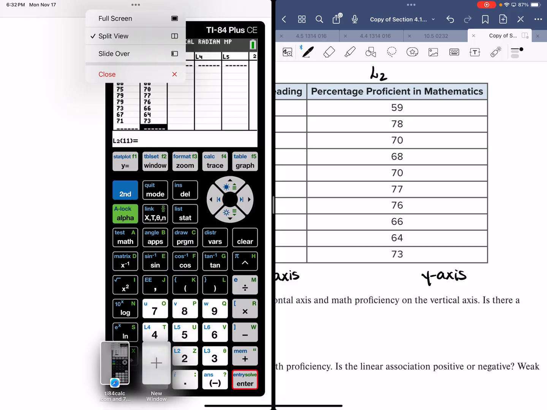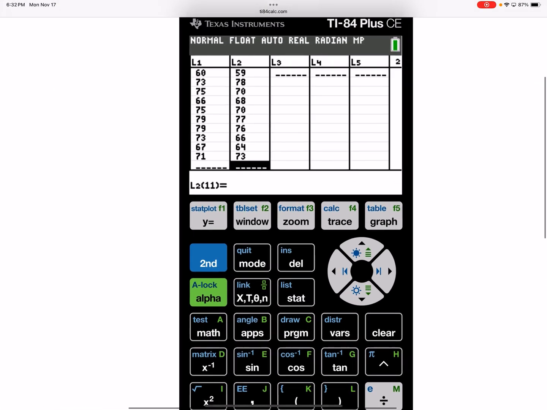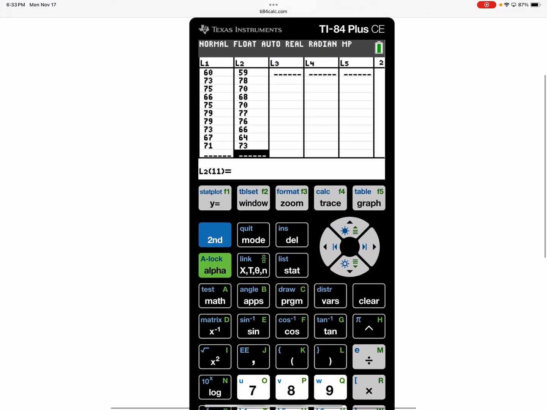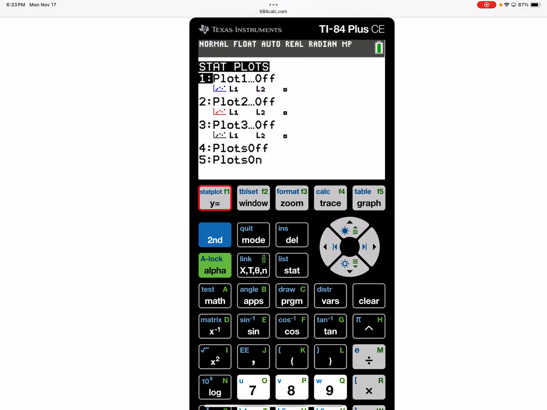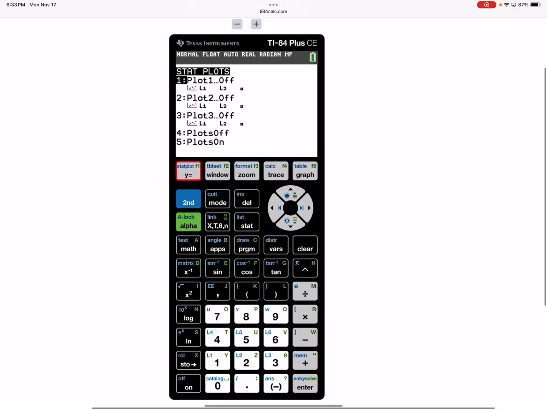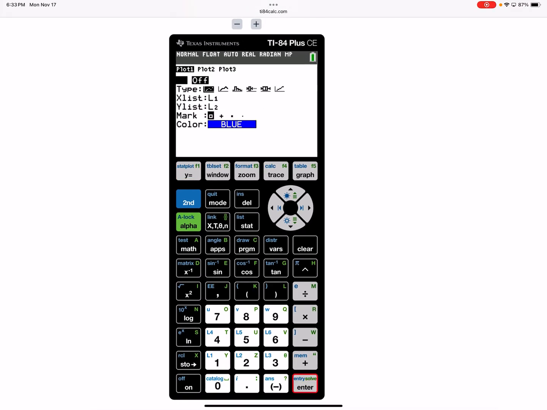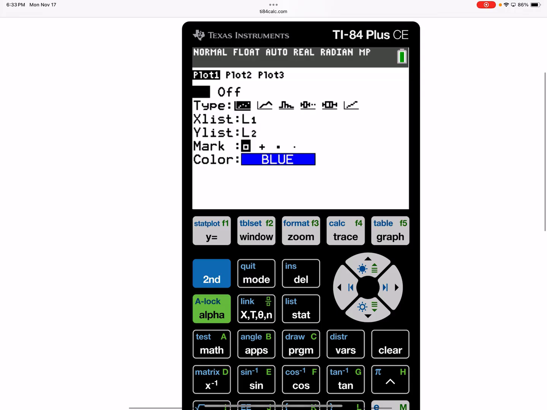Let me go ahead and make that full screen there for you guys. Okay. Now, I'm going to go to second y equals. So I'm going to push second y equals, and notice my plot 1 is at the top. My plot 1 is off. I'm going to hit enter on number 1, and I'm going to turn it on. Yours was already on? Okay, that's good. And you'll notice on my top, I have the little dots highlighted. That's a scatter plot, okay?